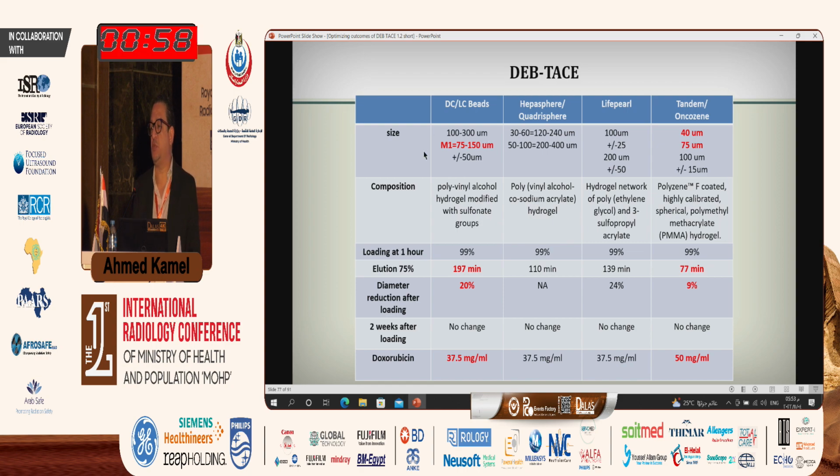We always use smaller size than usual. They use the smallest size. And that's very, very important to understand. Nobody uses 100, 300 anymore, or even bigger than this. Everybody has to use smaller beads in order to provide good penetration into the tumor.